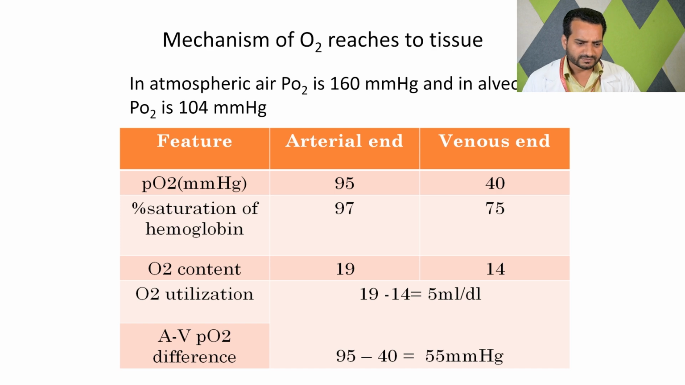From the alveoli, oxygen goes to the pulmonary capillary, that is the arterial end of the pulmonary capillary, and the partial pressure of oxygen at the arterial end of the pulmonary capillary is 95. So this is the difference between the partial pressure of oxygen in alveoli and arterial end. The oxygen reaches from alveoli to the pulmonary capillary. So from pulmonary capillary, oxygen is transported to the left chamber of the heart, and from there it goes to the circulation through systemic circulation.